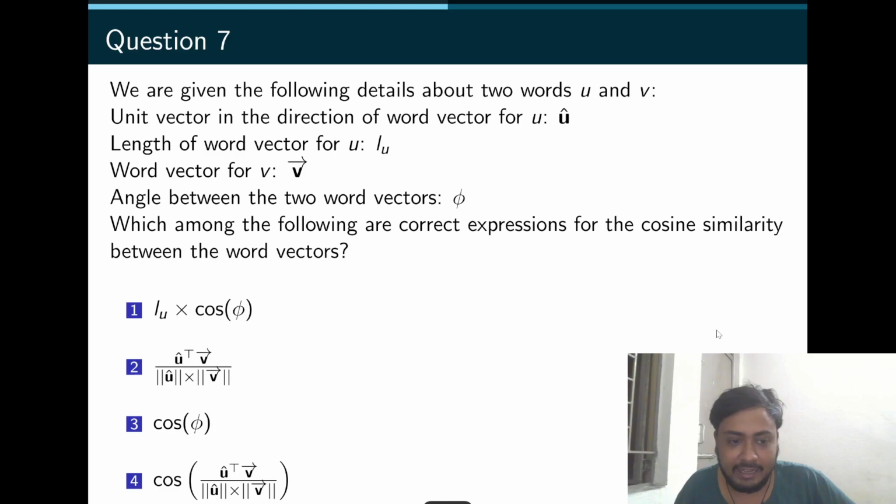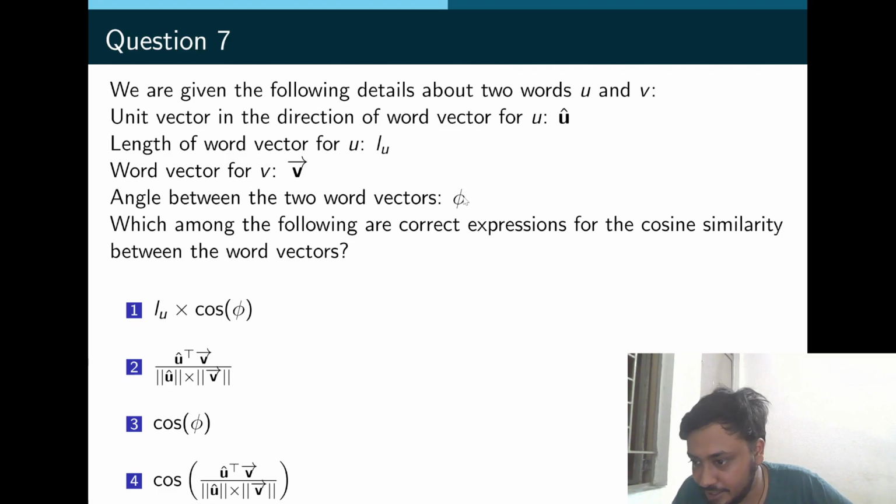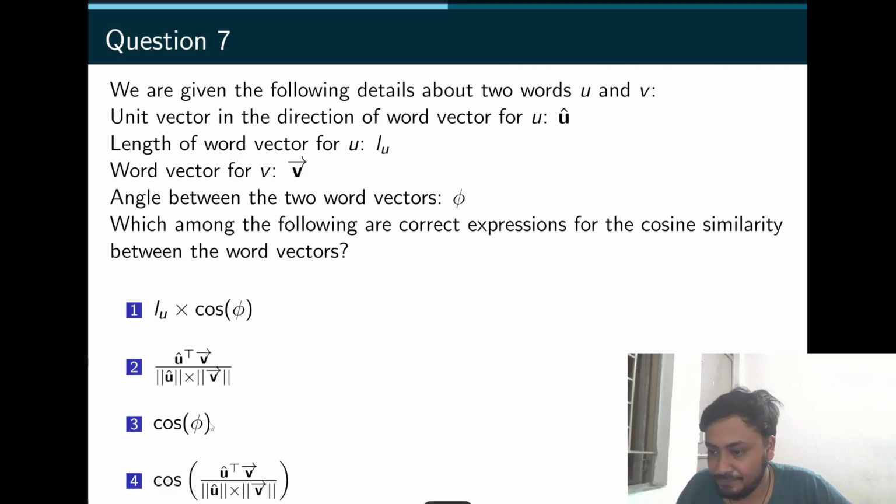So yeah, basically option 3 is the first one which should come to mind, because you are already given the angle is phi. If the angle is phi, cos of the angle is the cosine similarity, right? So cos phi is definitely one answer. And if cos phi is an answer, Lu times cos phi cannot be an answer. So option 1 is not an answer. Option 3 is an answer. Now we have to look between 2 and 4.